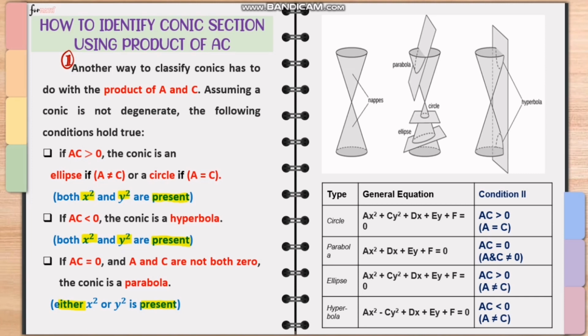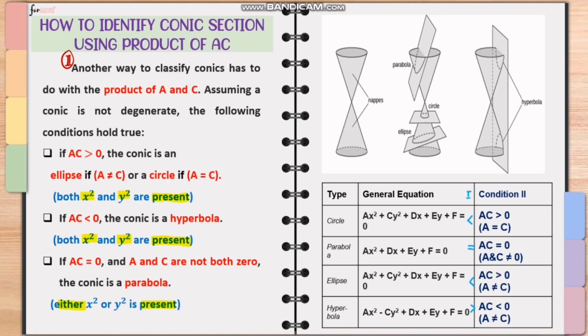Okay? So, kung i-compare natin siya kay condition number 1, okay, singit lang natin dito. Di ba dapat kapag circle, ang ginamit natin na equality is less than, ganun din kay ellipse. Kay parabola, pareho lang silang equal. And then kay hyper ay greater than. So, yan po yun sa condition number 1 using the discriminant. Okay?